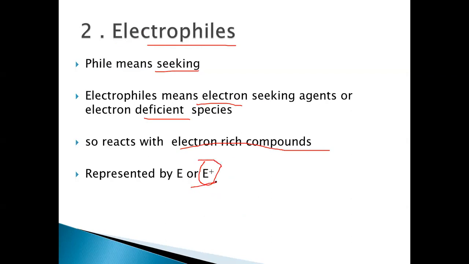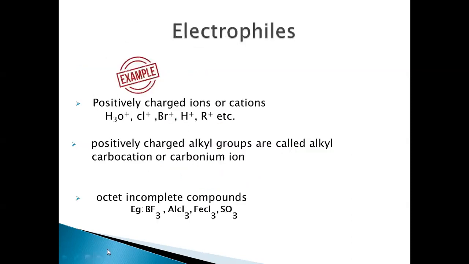E plus, why E plus? Because it's deficient of electrons, which is indicated by the plus sign here. So it easily reacts with negatively charged compounds or negatively charged species. So it's electron deficient. That is what electrophiles are.